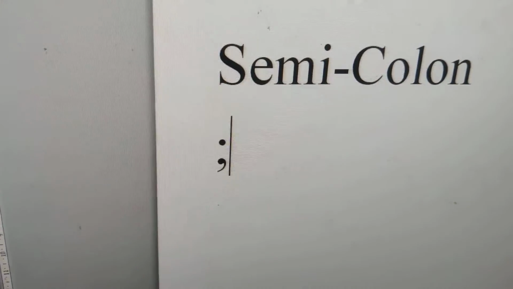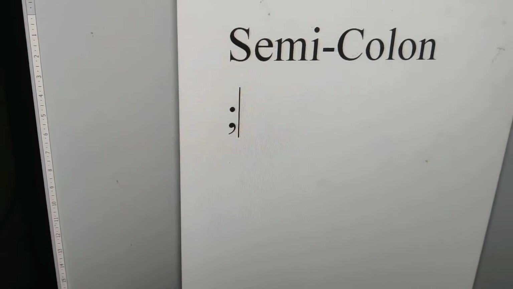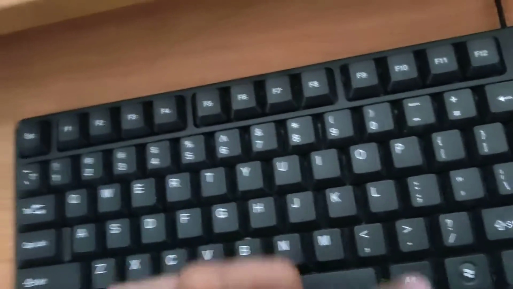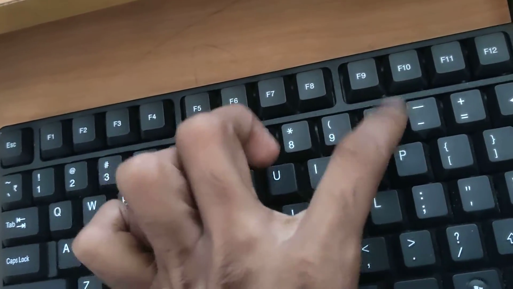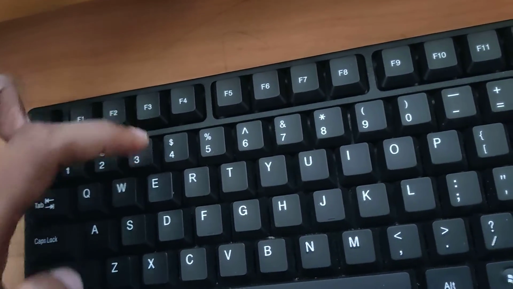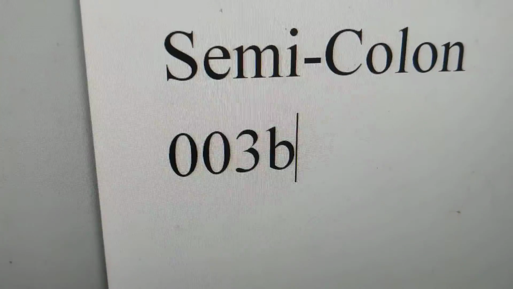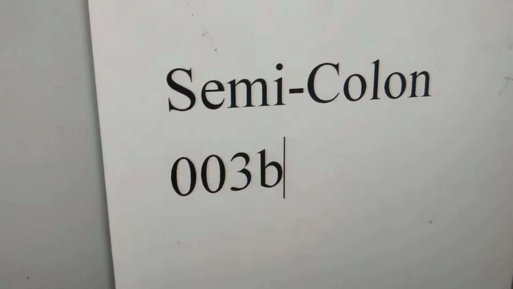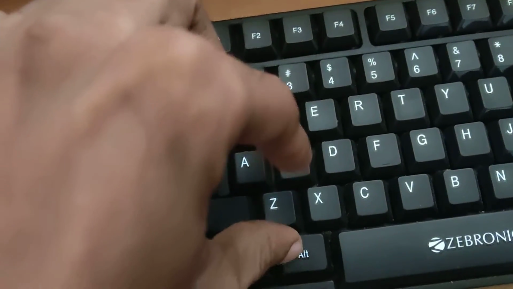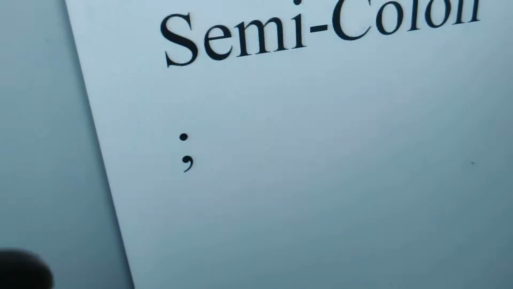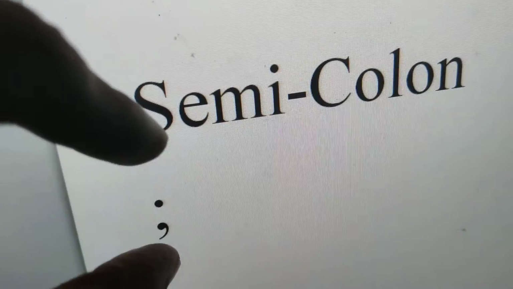For doing this, you must first open your Microsoft Word in your computer, and after that, you can type here 003B. So you must type like this: 003B. After typing 003B, you can simply go to your keyboard once again, and you must press these two keys at the same time. That is the Alt key and S key. If you press these two keys at the same time, then you can see that this semicolon symbol has been added here once again.